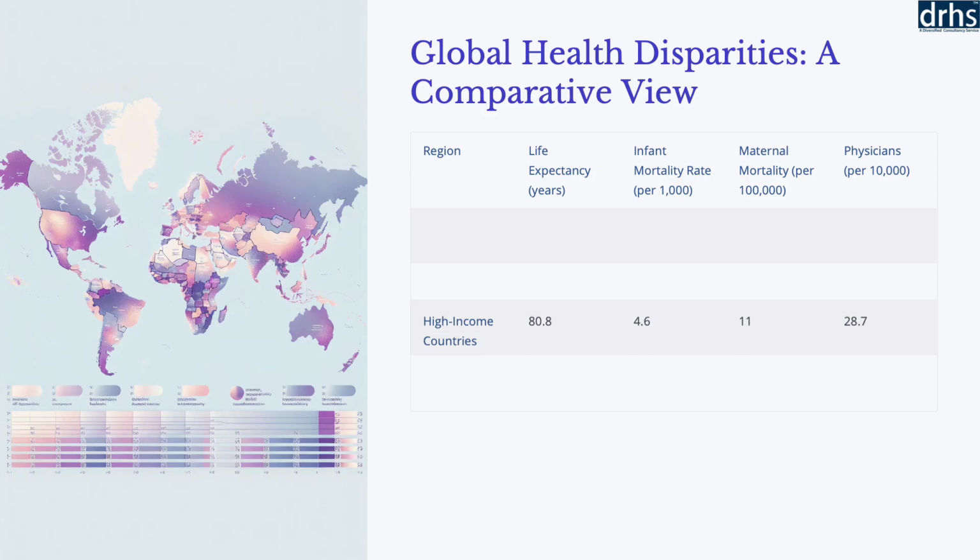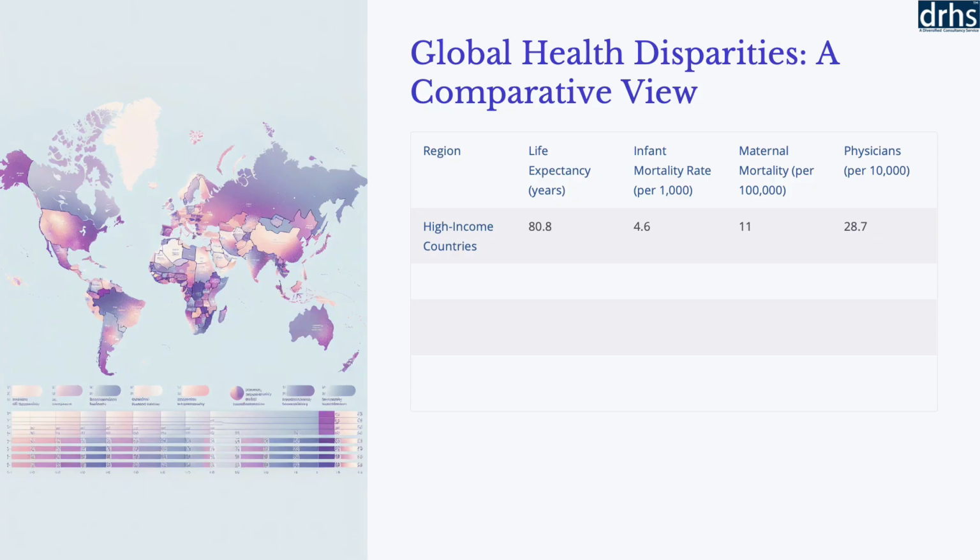High-income nations enjoy significantly better health outcomes, with a life expectancy of 80.8 years, an infant mortality rate of just 4.6 per 1,000 live births, and a low maternal mortality ratio of 11 per 100,000 births. This is supported by a robust health workforce, with 28.7 physicians per 10,000 people.